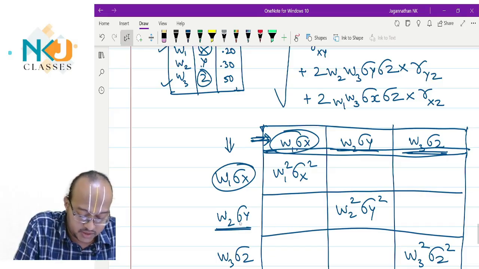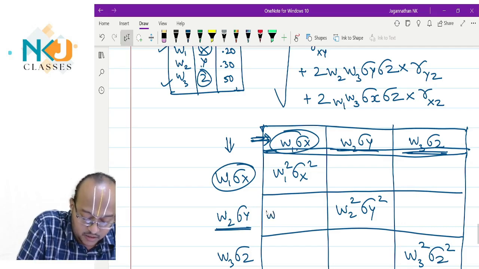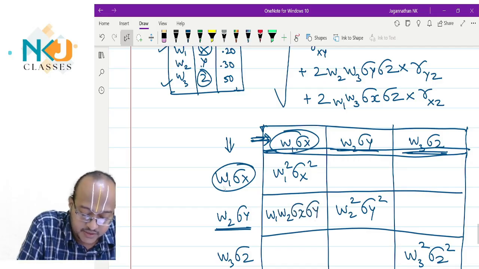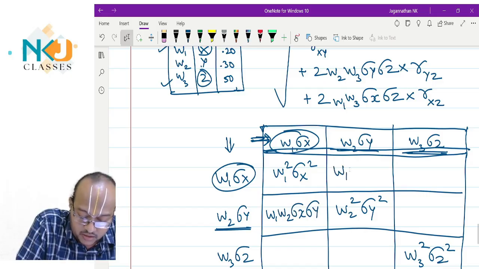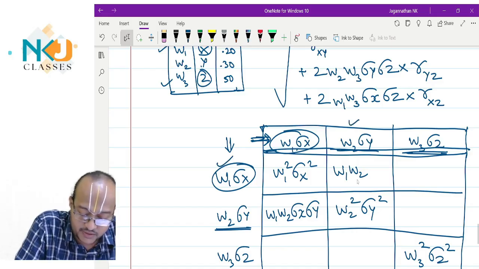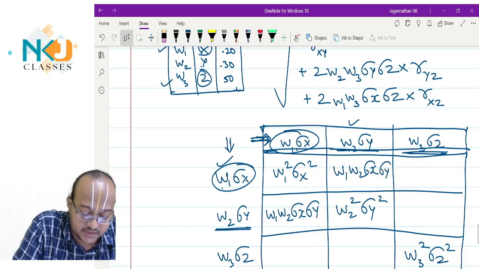W2 sigma y into W1 sigma x. What is that? W1 W2 sigma x sigma y. Understanding? Same way. W1 W2 here, na? This and this, this and this. If you multiply, what is this box? You should tell me. W1 W2 sigma x into sigma y. Getting? Now third, what is this?